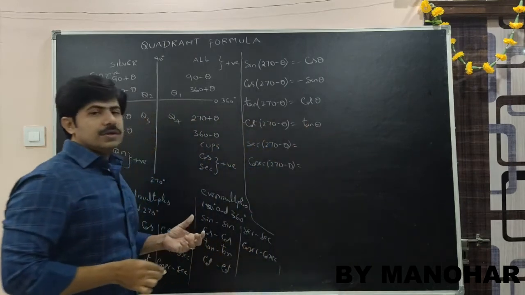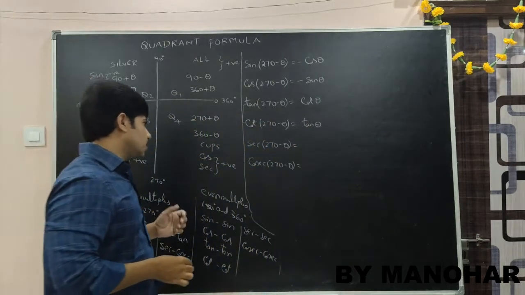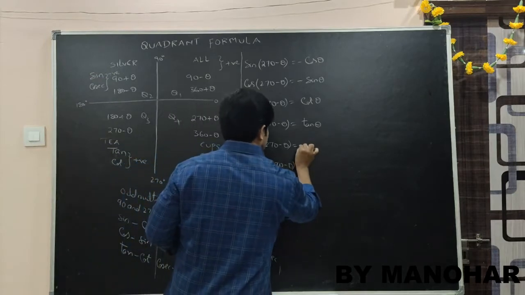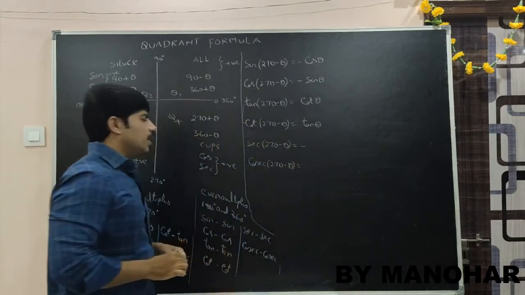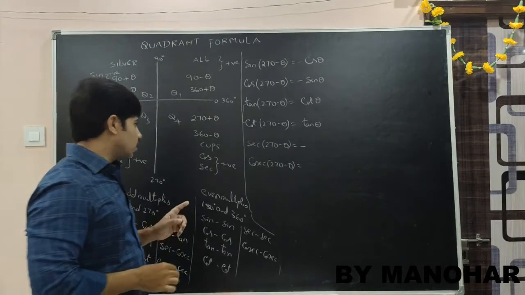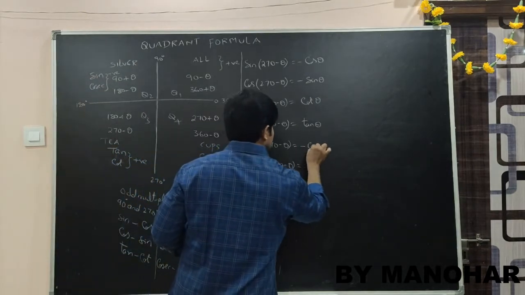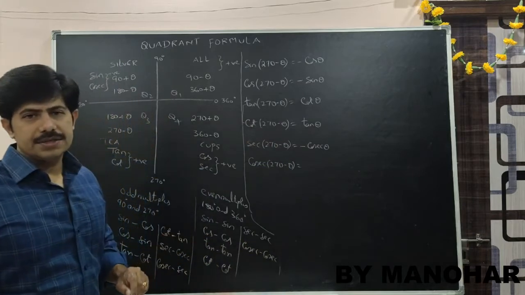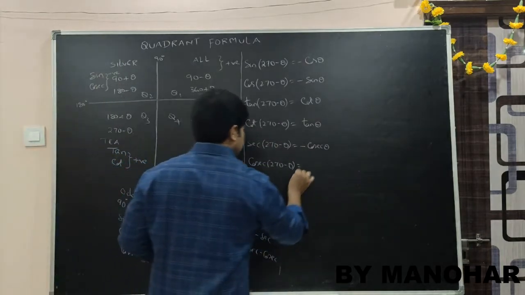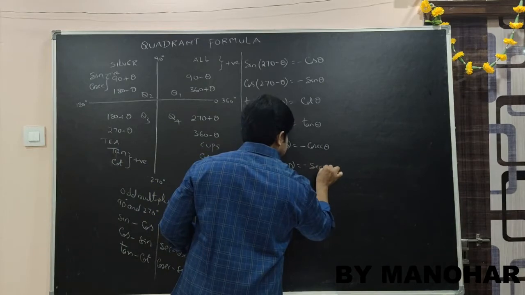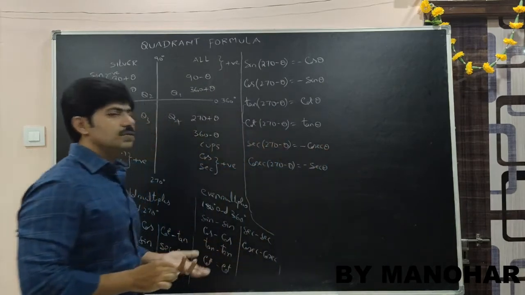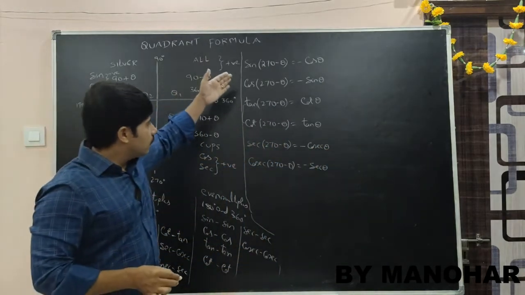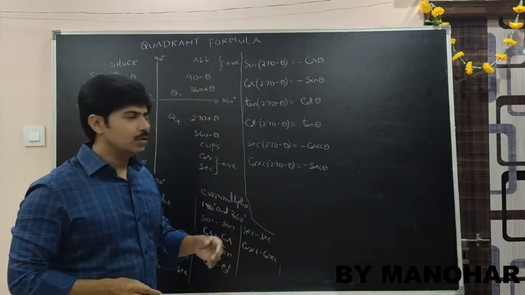And secant of 270 minus theta. 270 minus theta is in the third quadrant. Secant is negative. As it is an odd multiple, secant changes to cosecant. Cosecant of 270 minus theta is minus secant theta. Cosecant changes to secant. Now, after writing for 270 minus theta, we also see for 270 plus theta.